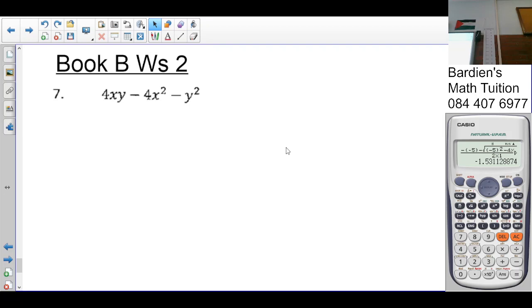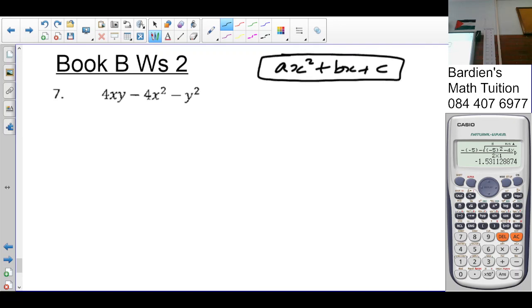What do we need to do here? Is that in the form of ax squared plus bx plus c? Is that in the standard form? No. So we must get it in that form. Okay, how? Put that one in front. So it's going to give negative 4x squared plus 4xy minus y. Who said that must be positive when you rearrange it? When does negative become positive? Taking it over the equal sign, or you're multiplying it by negative or dividing it.